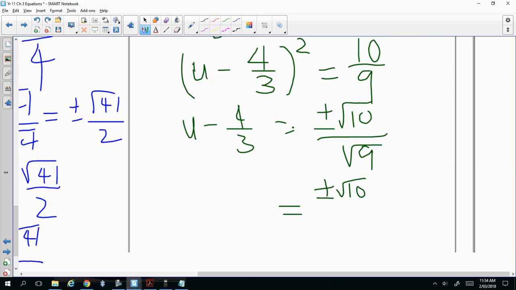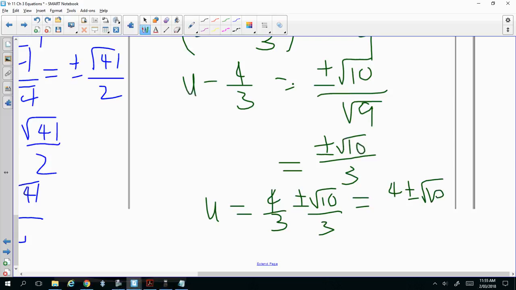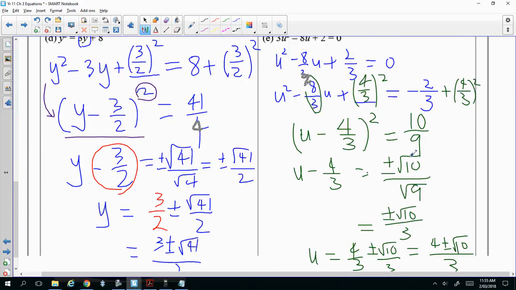And then what you do is you're going to add this 4 over 3 to the other side. So you get u equal to 4 over 3 plus or minus root 10 over 3. And then you can combine it into one fraction. Alright, that's completing square. Any question? You should be able to do the whole exercise. So completing square is long, but it always works, isn't it? You just follow that procedure, you will get something. Alright? All good?